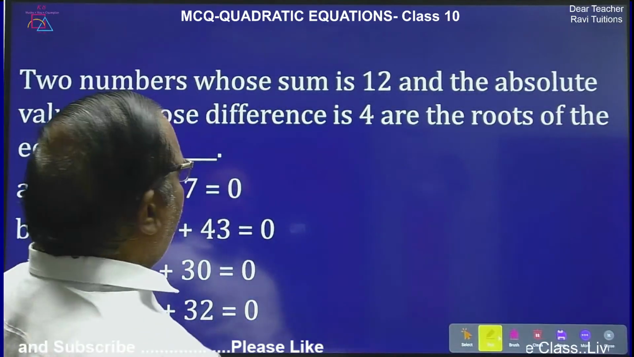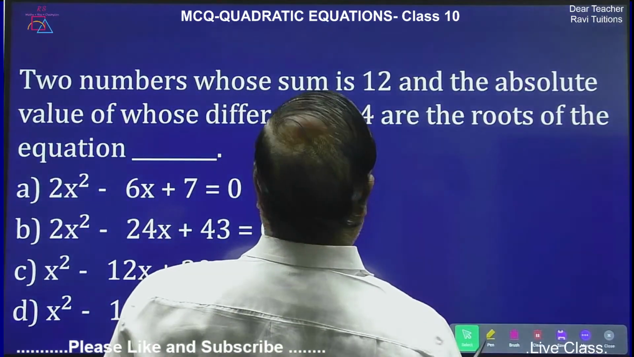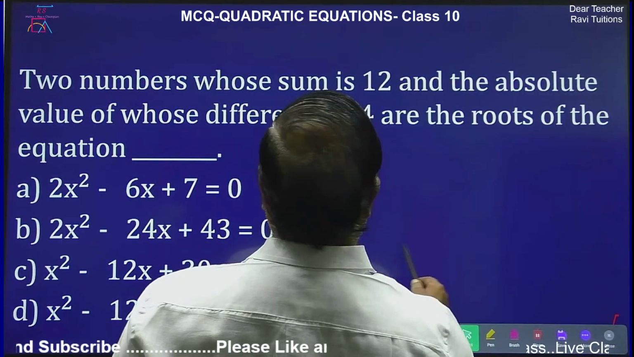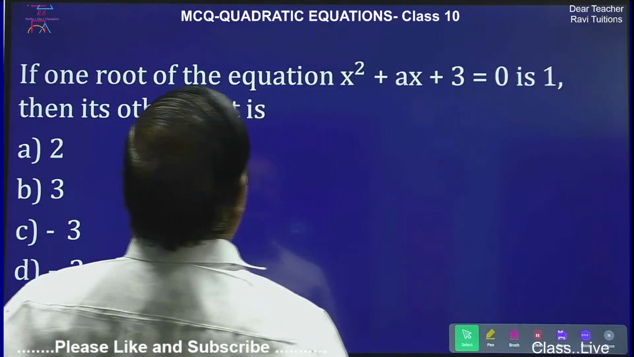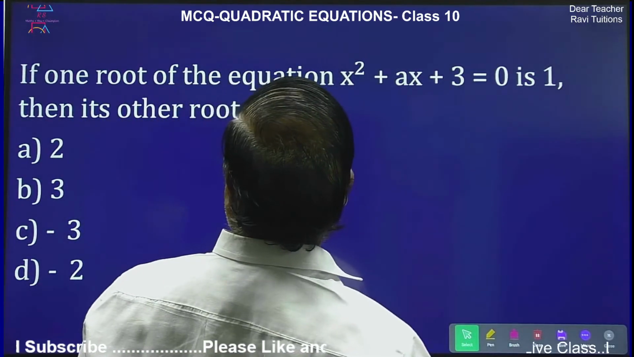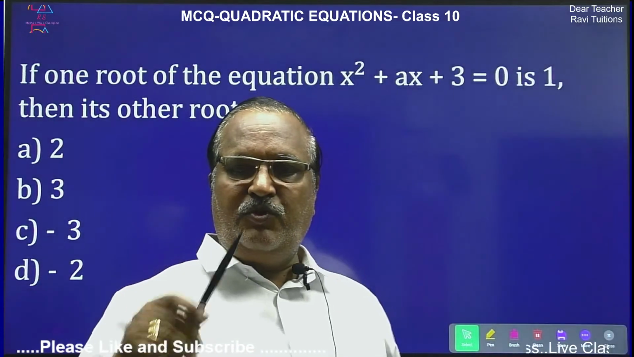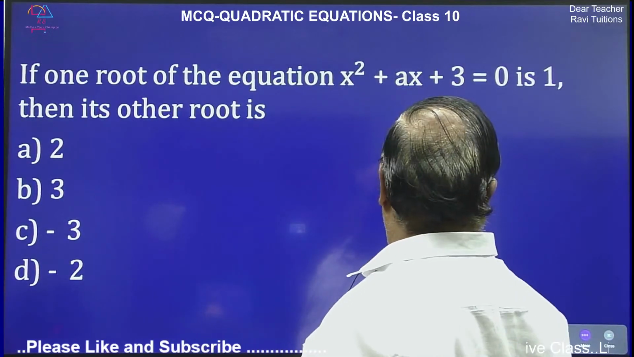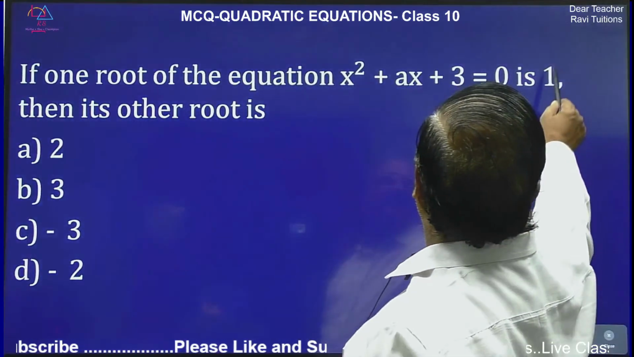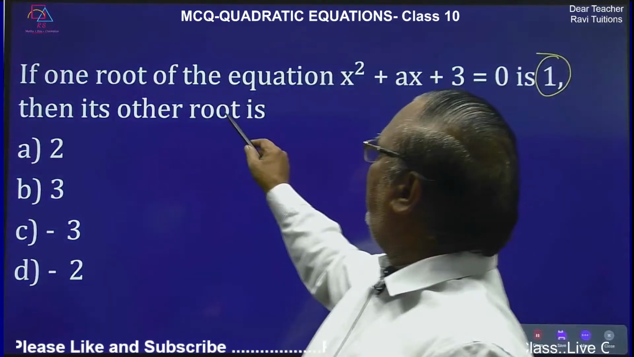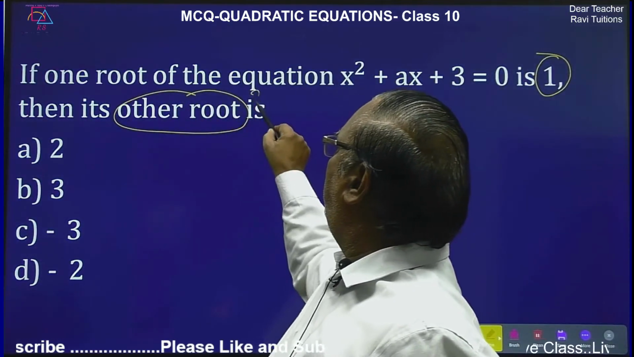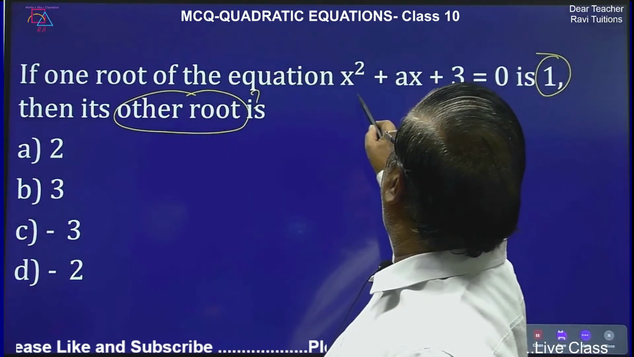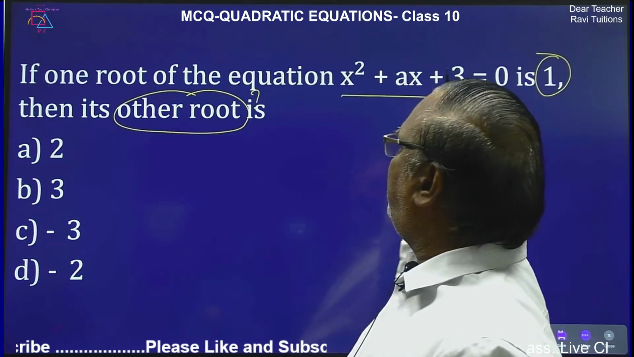So let me go to another question, right? Let us not waste time on this. If one of the roots of the equation is 1, then find the other root. This is also one more model of the question, right? So one root is given, and you have to find out the other root. Okay, so now this is the equation.